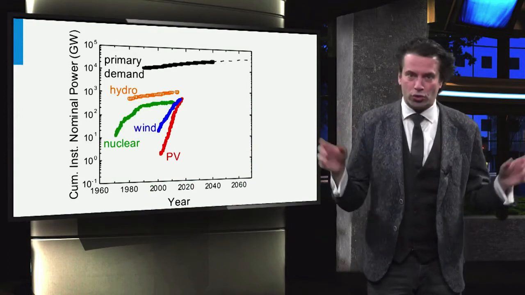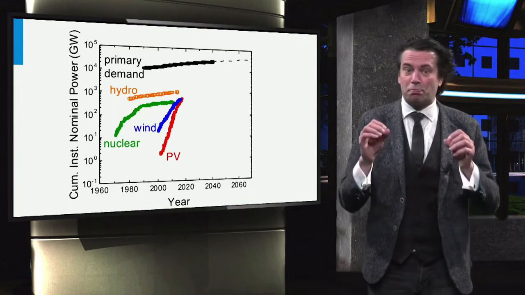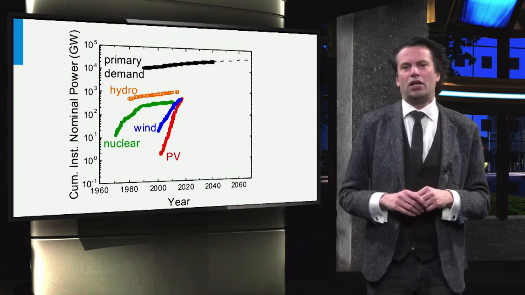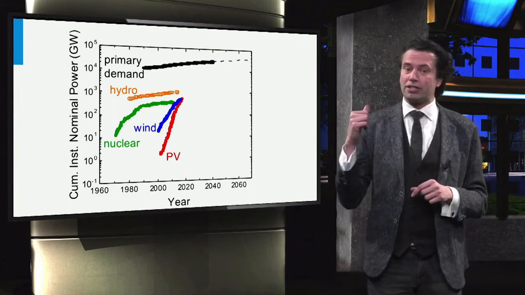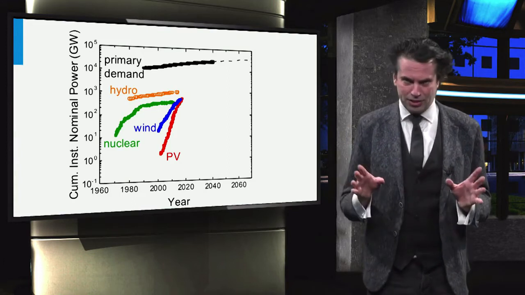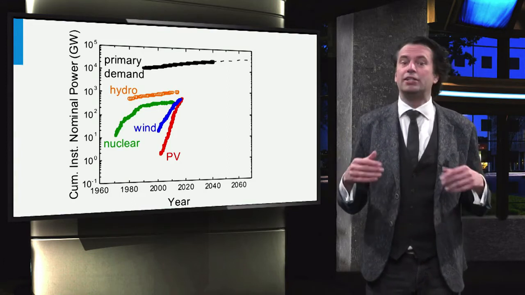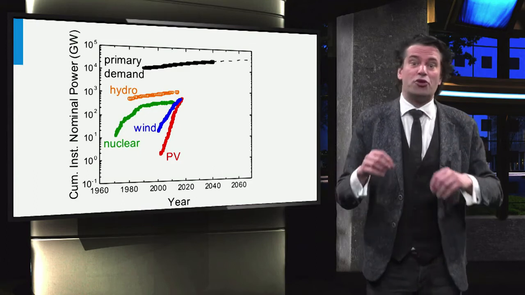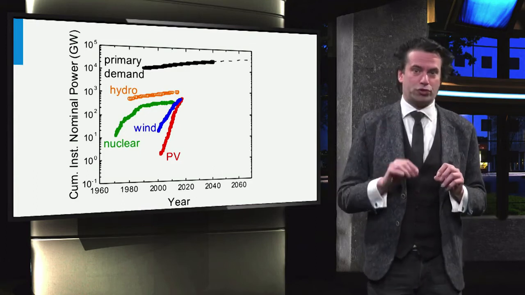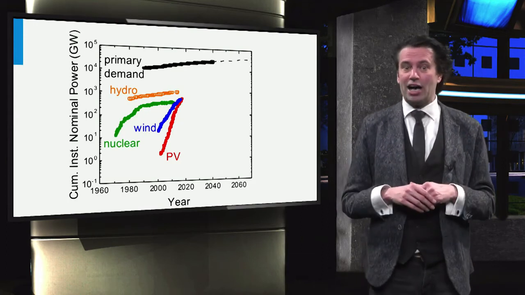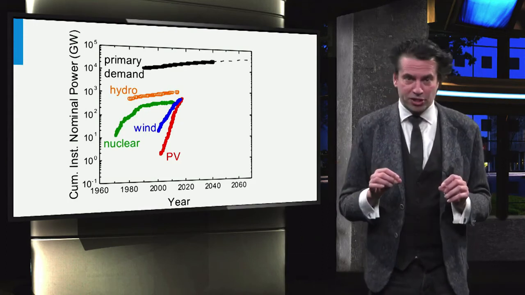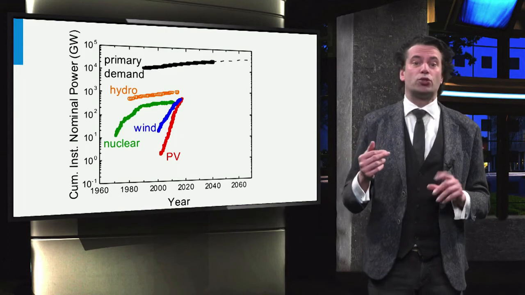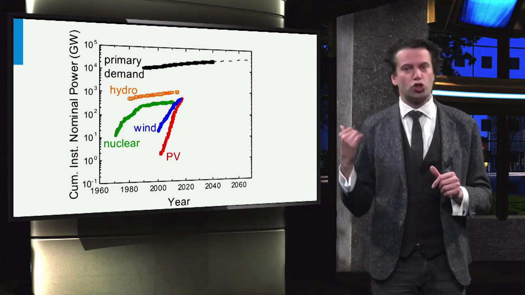cumulative installed nominal capacity, which is expressed in gigawatts of power. Note that this is a logarithmic scale. On the horizontal axis, time is plotted expressed in years. Here we only consider the energy sources which are not based on fossil fuels. Orange represents hydroelectricity, dark green represents nuclear, blue represents wind, and red represents solar.